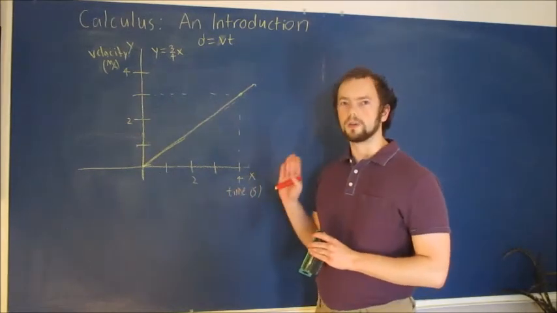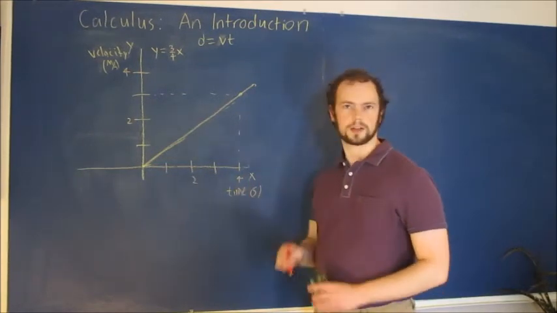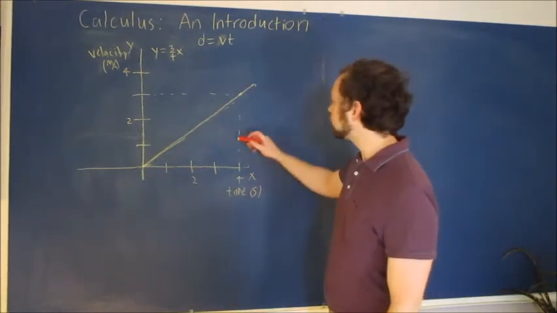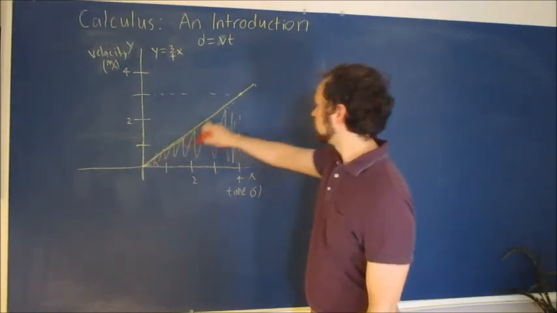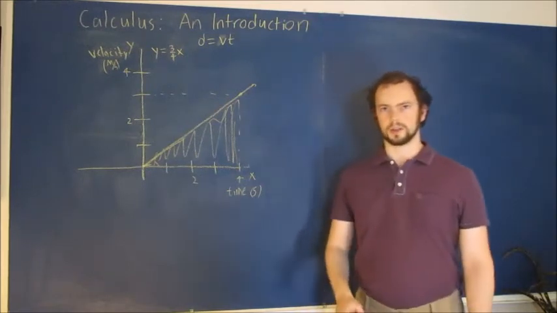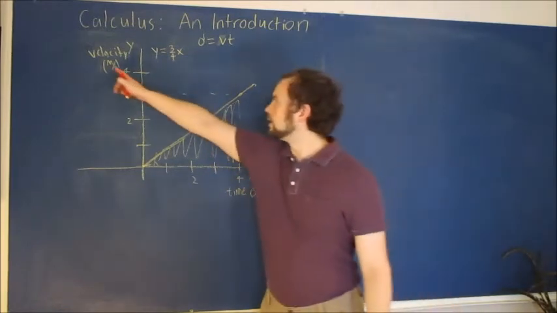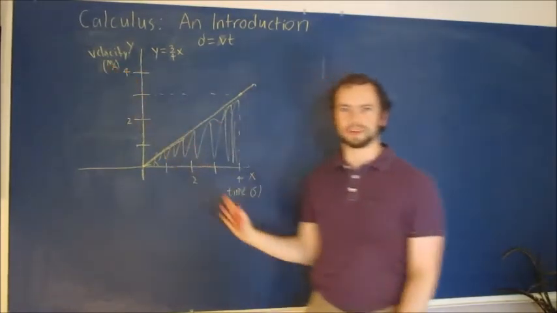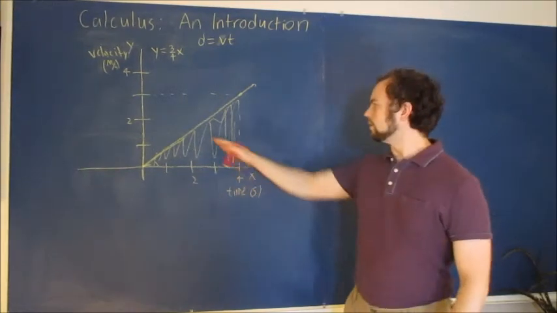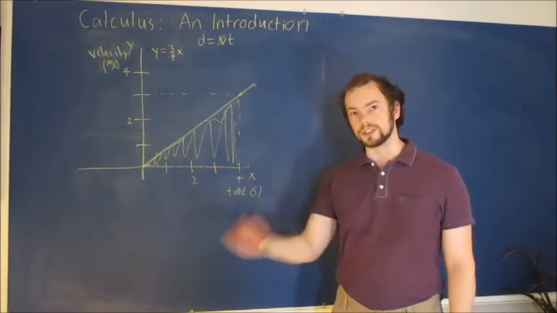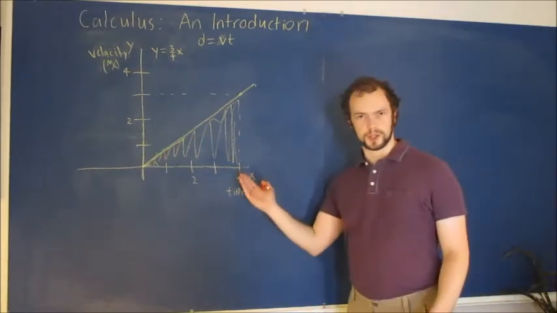Suppose we want to know how far this object has traveled during this 4 seconds. Well, in this case, the answer is given by the area under this line. This area will have units of meters. If I multiply the two dimensions together, the seconds will cancel, and I'll get meters. This area represents the total distance that this object has traveled during this 4-second time period.